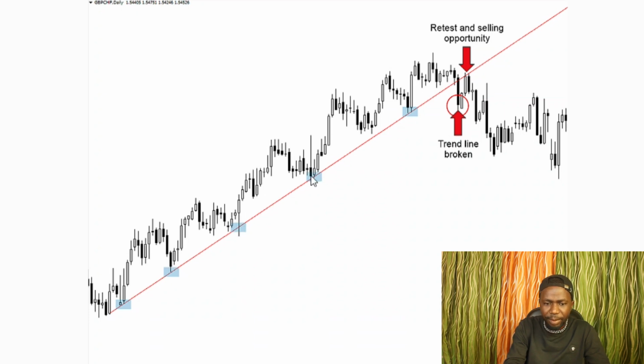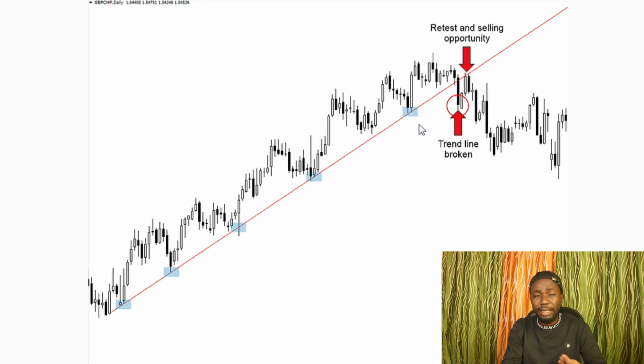The same thing here. Price makes a pullback to the trend line, you place a buy trade and your stop loss will be below the trend line. The same thing here. Place a buy trade, your stop loss below the trend line. The same thing here. Place a buy trade and your stop loss will be below the trend line.